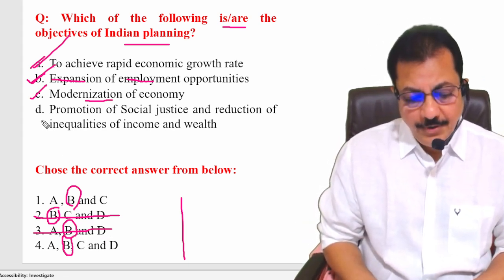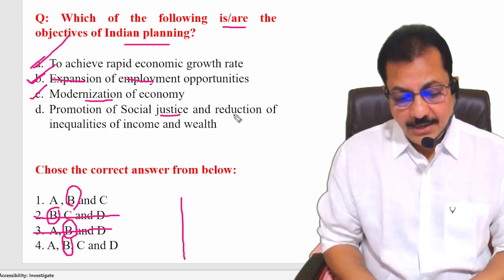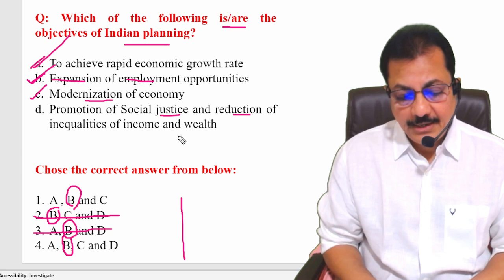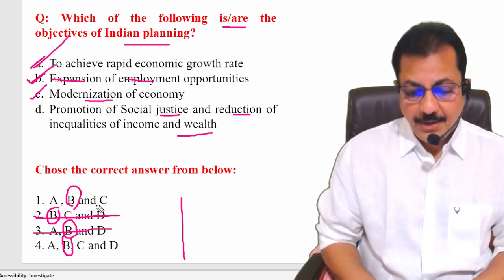Now, when you come to see promotion of social justice and reduction of inequalities of income and wealth, that is another objective of our planning. Right?